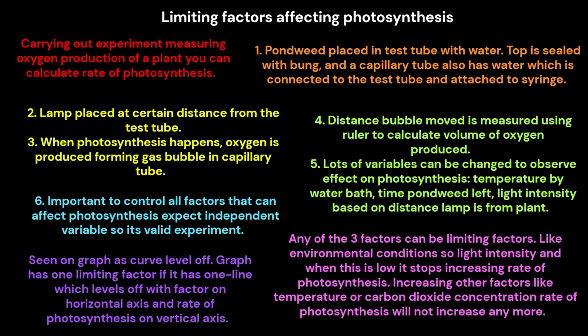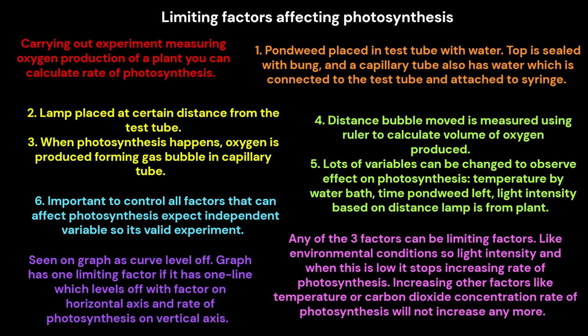Any of the three factors can be limiting factors, like environmental conditions, so light intensity, and when this is low, it stops increasing the rate of photosynthesis. Increasing other factors like temperature or carbon dioxide concentration, the rate of photosynthesis will not increase anymore. This is seen on a graph as the curve levels off.